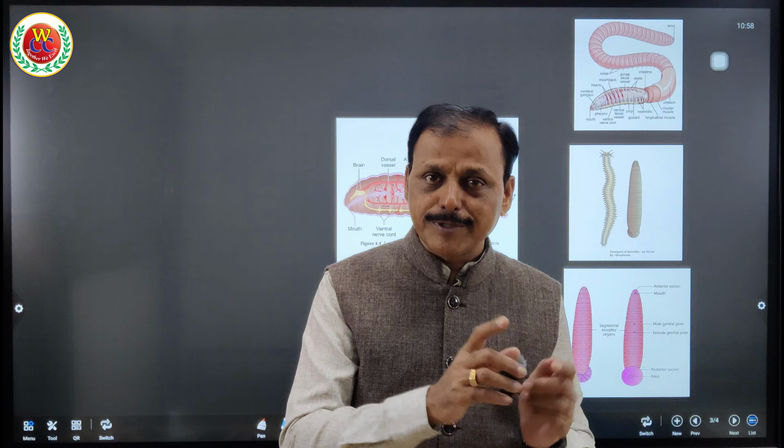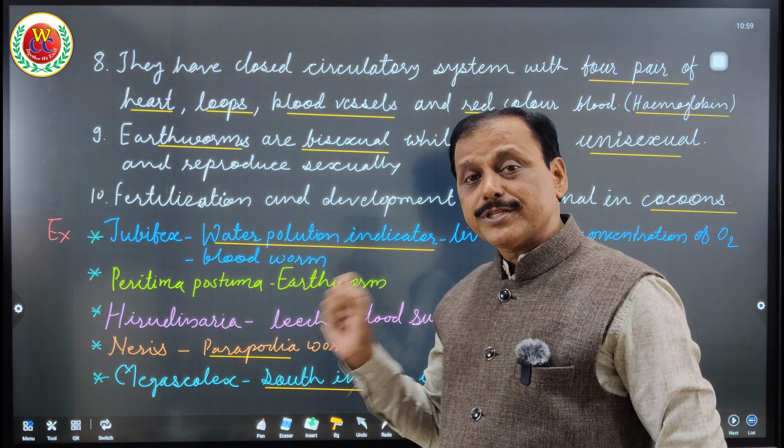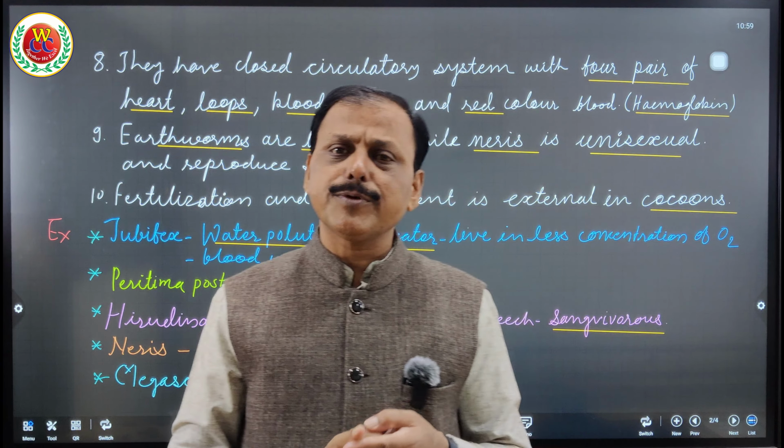Please remember, very important, that among the examples given, Tubifex is the water pollution indicator, and it is a point of NEET. This is very important to highlight. Tubifex, water pollution indicator. Why? Because they survive in very low concentration of oxygen. Where there is Tubifex, it means that water is polluted, because it survives in very low oxygen, and where there is low oxygen there are more bacteria. Where there are more bacteria there is more organic matter, and those bacteria can respire anaerobically, and therefore they can survive in absence of oxygen.